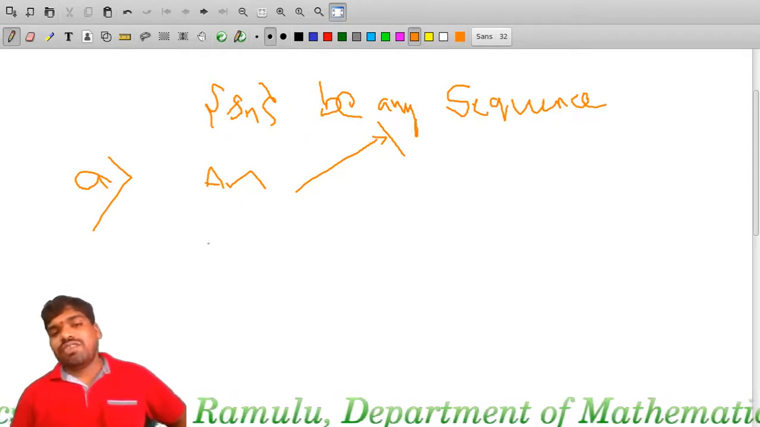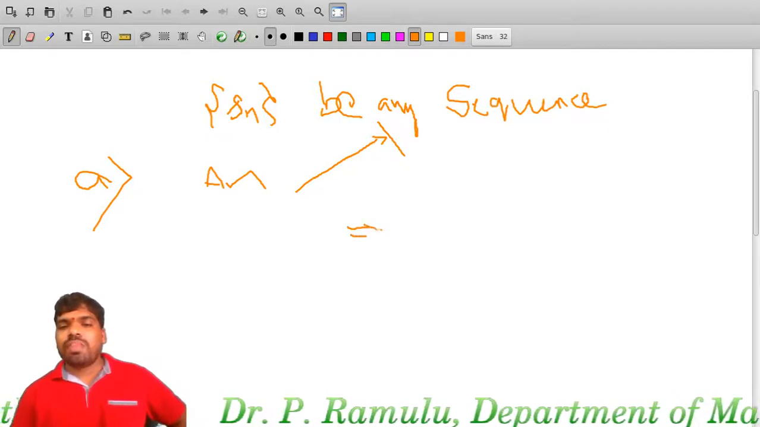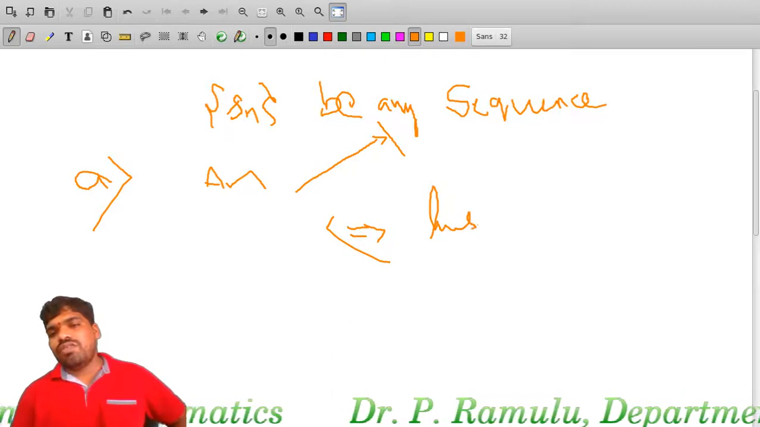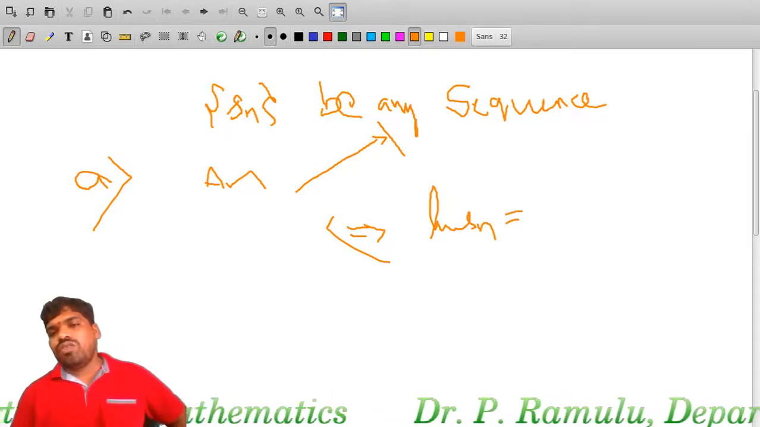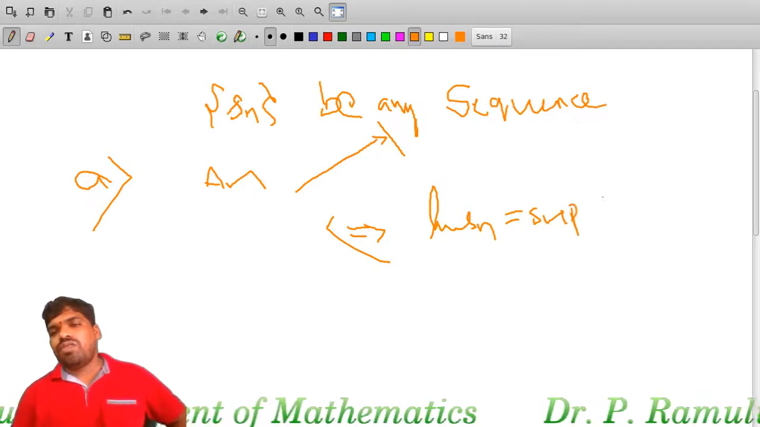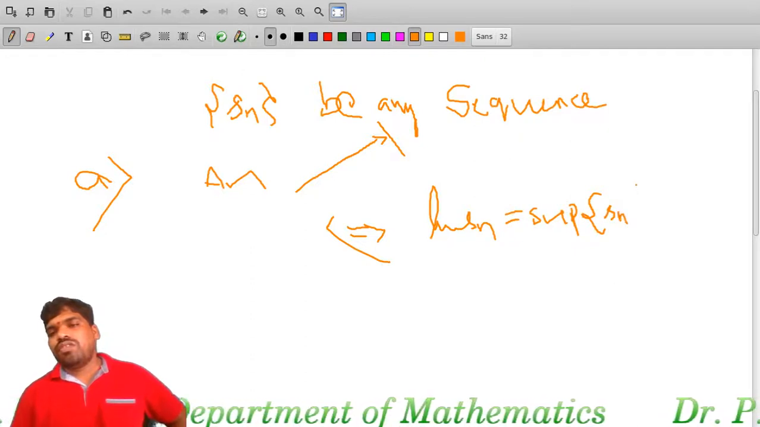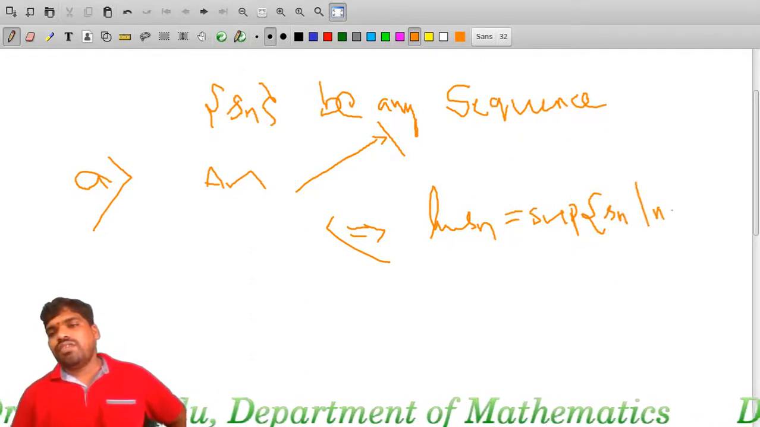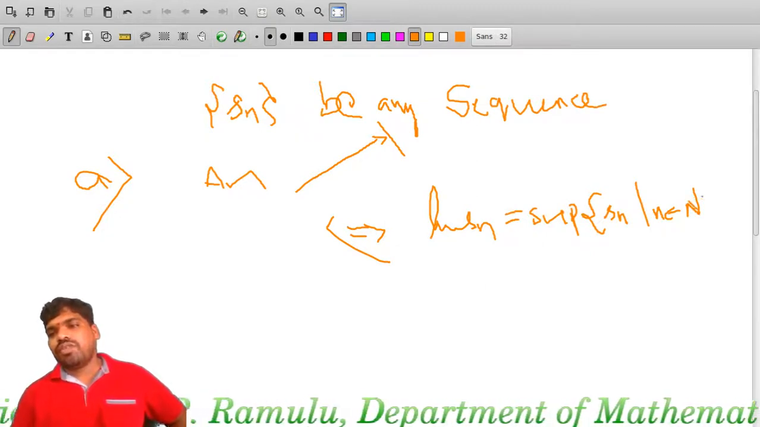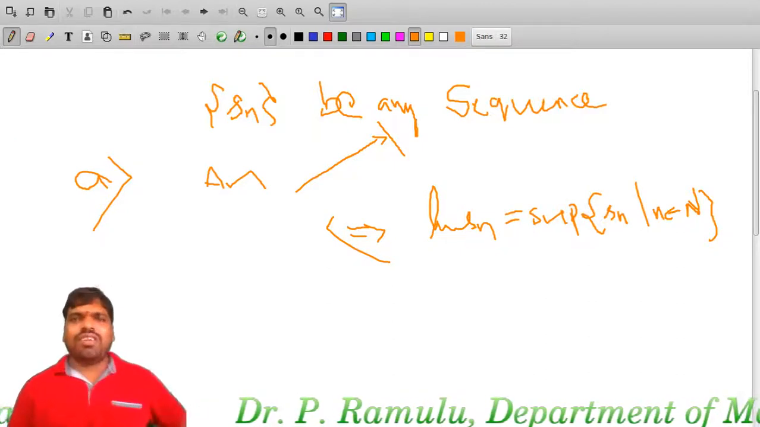An increasing sequence Sn is convergent if and only if lim Sn is equal to the supremum of Sn, such that n belongs to N. So what is meant by this statement?